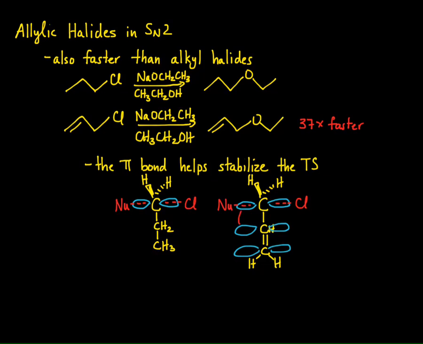coming off. And so you can see at that transition state, you can have a stabilization by donating electron density through that pi bond to help stabilize it. And if it stabilizes the transition state, it lowers the activation energy and increases the rate of the reaction.